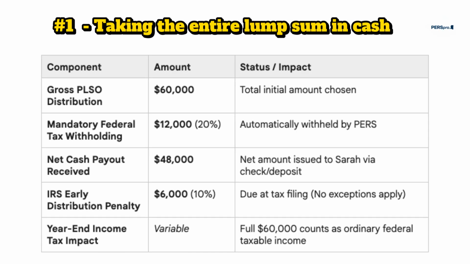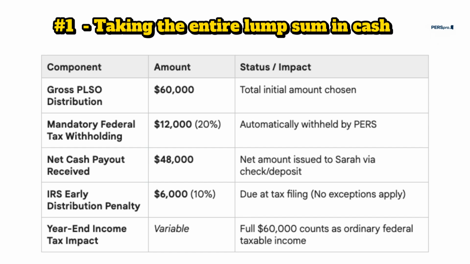The tax implications. Because Sarah chose to take direct cash, PERS is legally required to automatically withhold 20% for federal income taxes. The math: $60,000 times 20% equals $12,000 withheld. Sarah will only receive a physical check or deposit for $48,000.